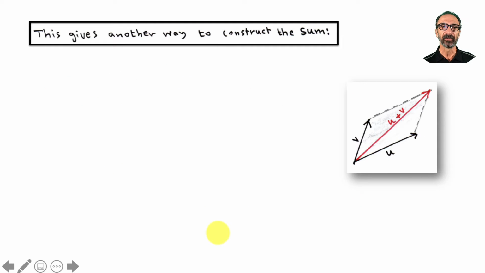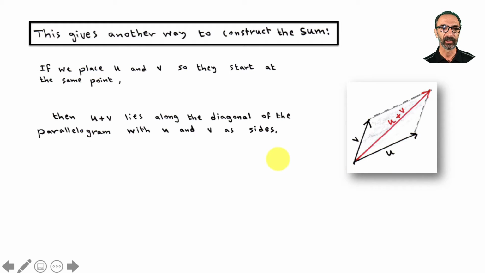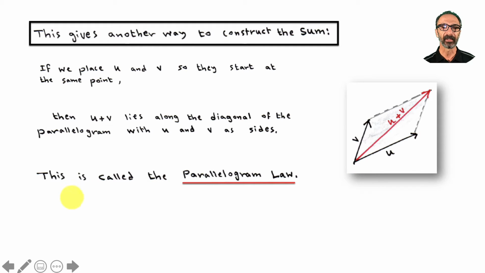This gives another way to construct the sum. This is how we saw it earlier. If we place U and V so they start at the same point, instead of having U here and V here, I move the V down there. This is dashed now to stay focused. And earlier this was the sum. But if you see it this way, it's a diagonal of a parallelogram starting from the same start point. This is called the parallelogram law.